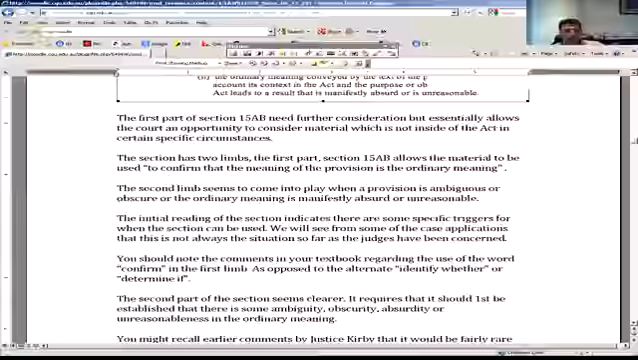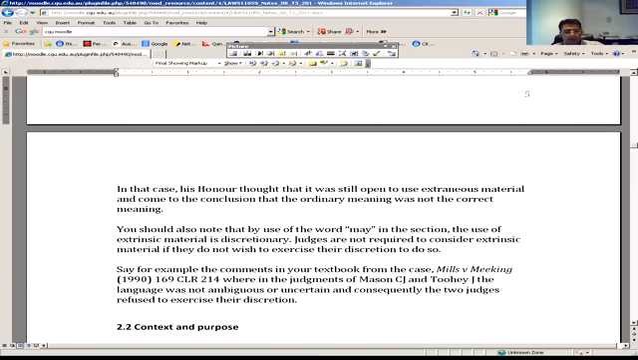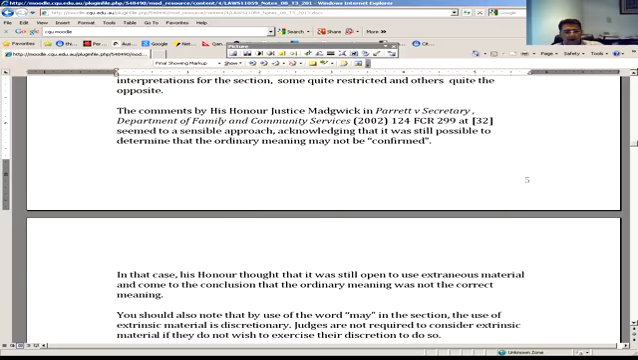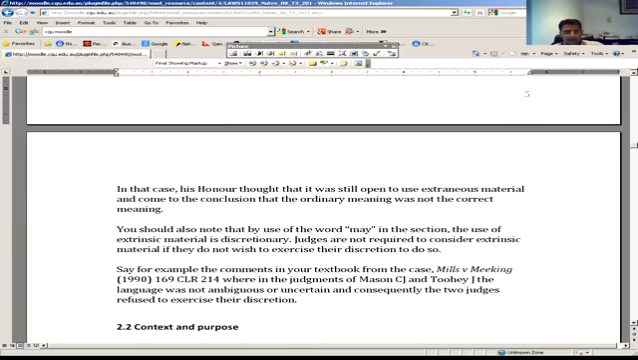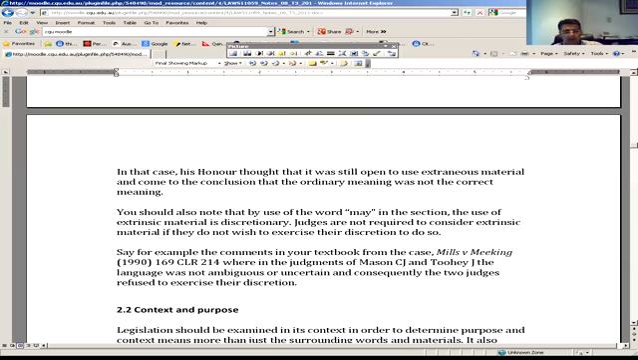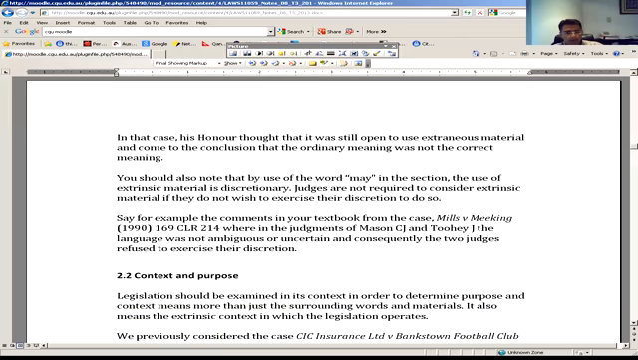In section 15AB, there's the use of the word "may". And what they're saying there is a discretion. Judges are not required to consider extrinsic material if they do not wish to exercise their discretion to do so. They may look at that extrinsic material, or they can just rely upon the ordinary and plain meaning of the words in the section.